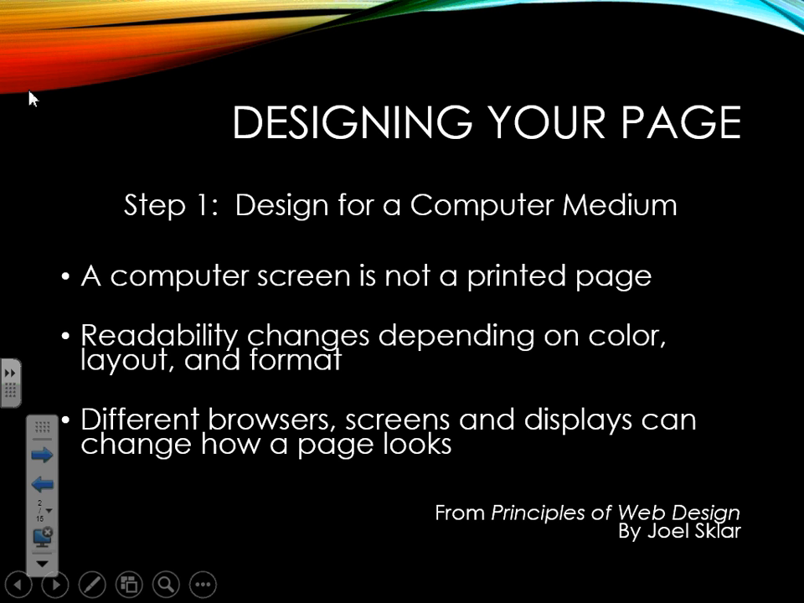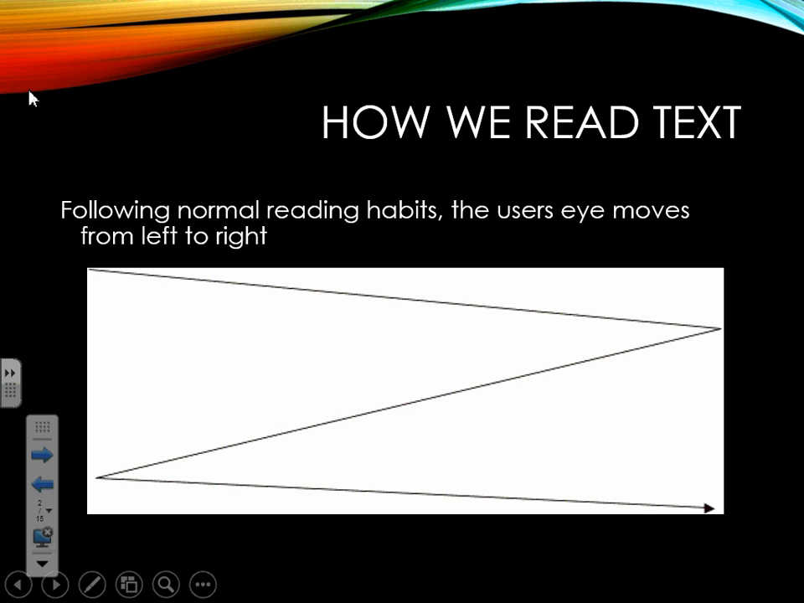According to this book, Principles of Web Design by Joe Sklar, a computer screen is not a printed page. Readability changes depending on color, layout, and format, and different browsers, screens, and displays can change how a page looks. This is comparing what a page would look like on your screen to an actual printed page itself.